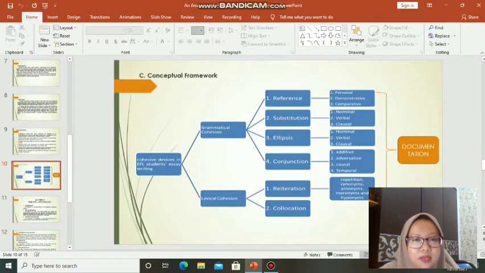And then this is the conceptual framework. Cohesive devices in EFL students' essay writing are divided into grammatical cohesion and lexical cohesion. Grammatical cohesion is divided into reference, substitution, ellipsis, and conjunction, and lexical cohesion is divided into reiteration and collocation. And then next, I will get the documentation of it and then analyze it by this conceptual framework.